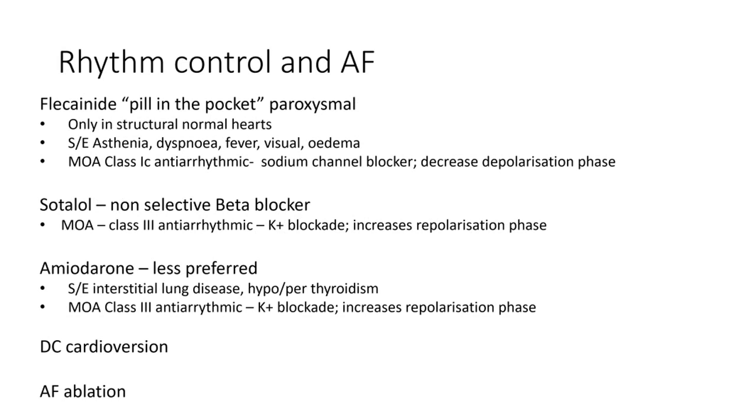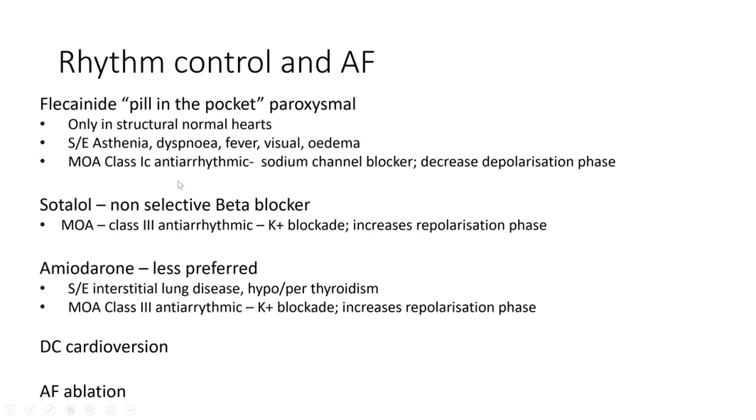Okay, so rhythm control. There are a few different methods we could use. Firstly, the first 3 drug methods that I've kind of tried to give you a bit more detail about. Flecainide is a class 1C antiarrhythmic. It works by blocking sodium channels in the heart, and that decreases the time in the depolarisation phase of the cardiac cycle. However, the caveat is you can only use it in people with normal hearts. So that's the important thing we need to remember with flecainide.